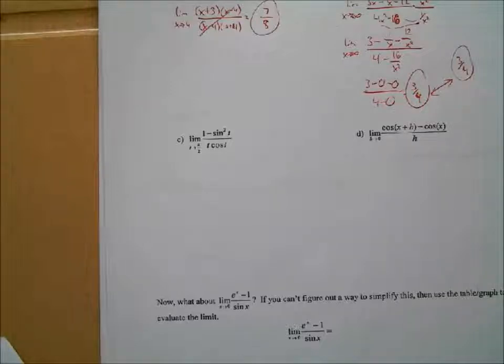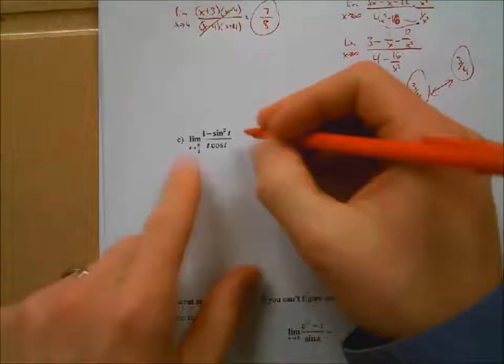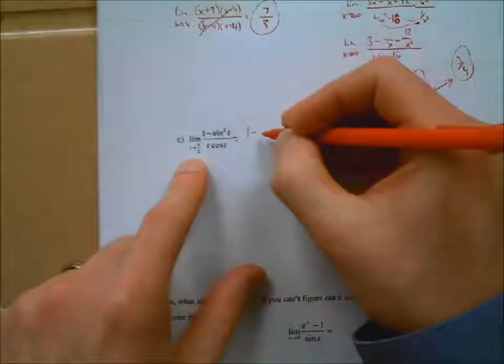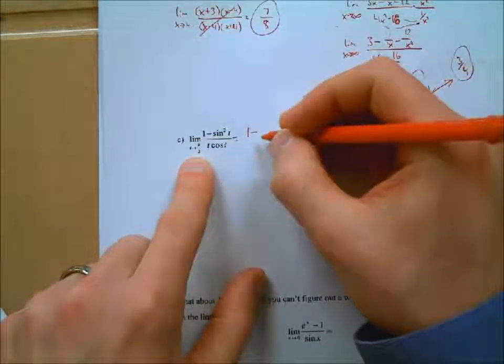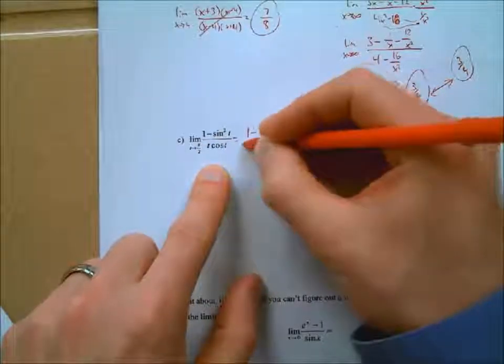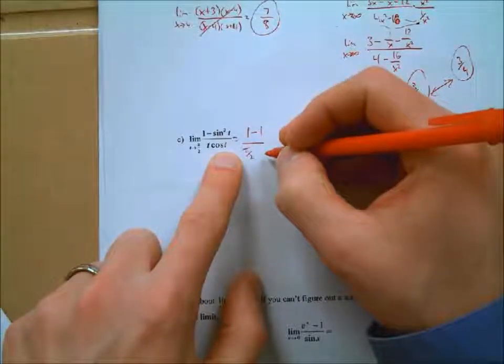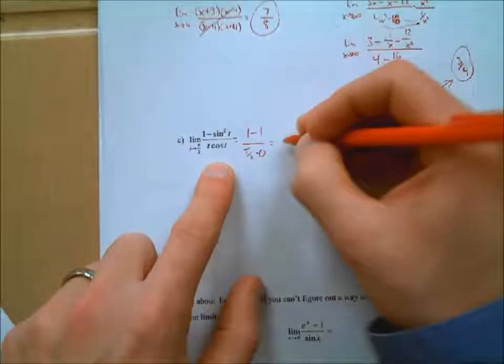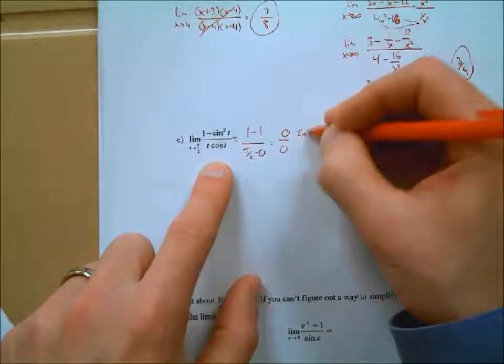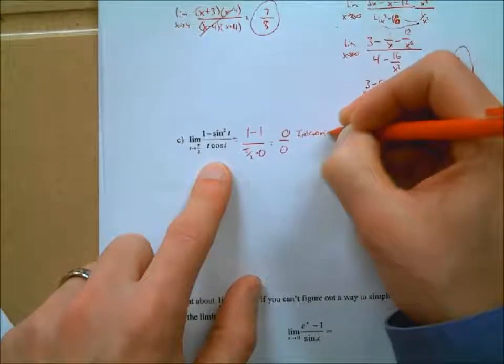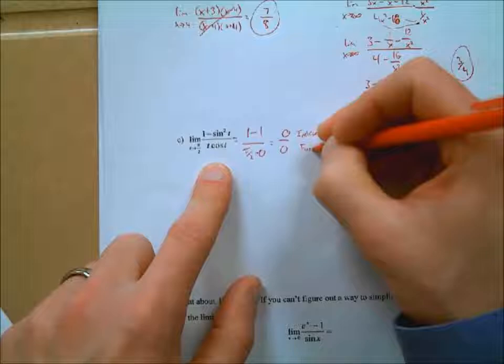Next one we got here: limit as t approaches pi over 2 of 1 minus the sine squared of t over t times cosine t. Again, we can try a direct substitution here. Sine of pi over 2 is 1, so 1 minus 1 squared is 0, over pi over 2 times cosine of pi over 2, which is 0. And so we end up with 0 over 0. Another indeterminate form.